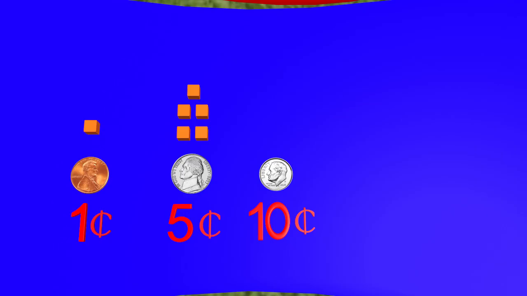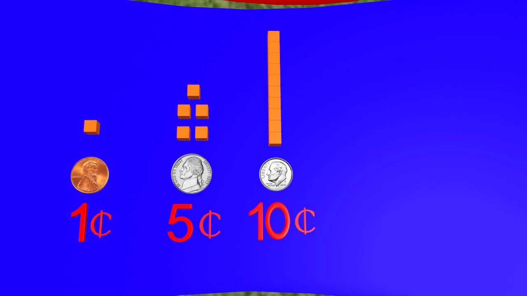We can see this with one of our tens blocks. This tens block has 10 blocks in it, so it represents the dime. So the penny is worth 1 cent, the nickel is worth 5 cents, and the dime is worth 10 cents.